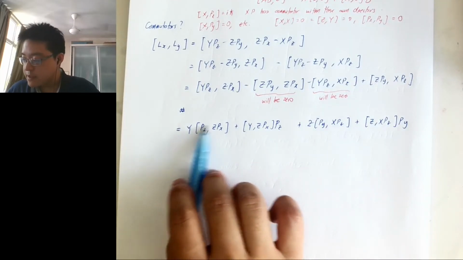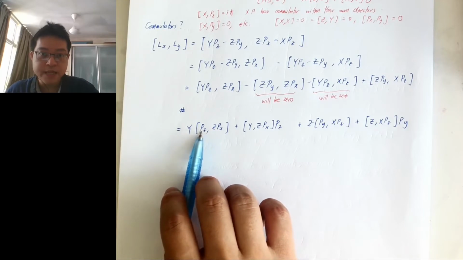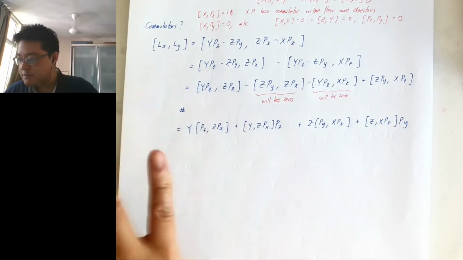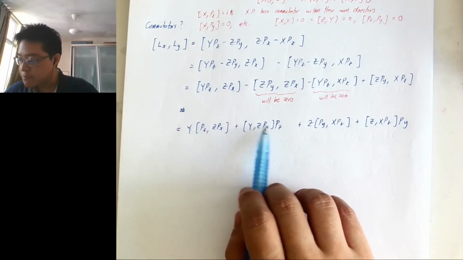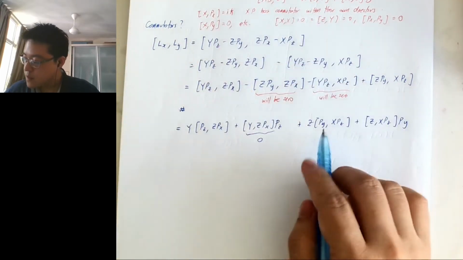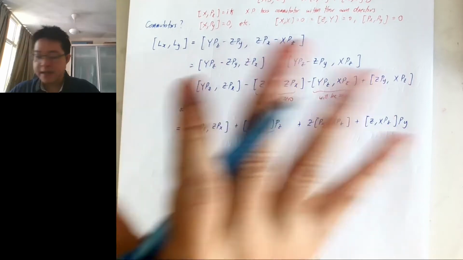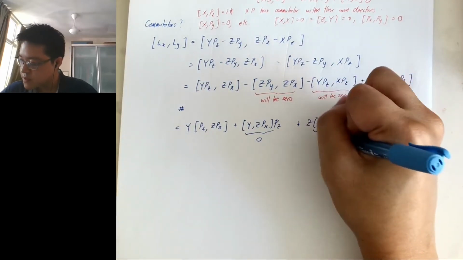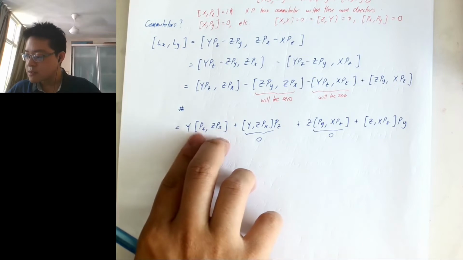So this one can be expanded. This will contain PZ commute with Z, so this term will have something there. But here is YZPX, so this term also will be 0. And then YXZ, everybody different, so this is going to be 0. Okay, so now let's expand this term.